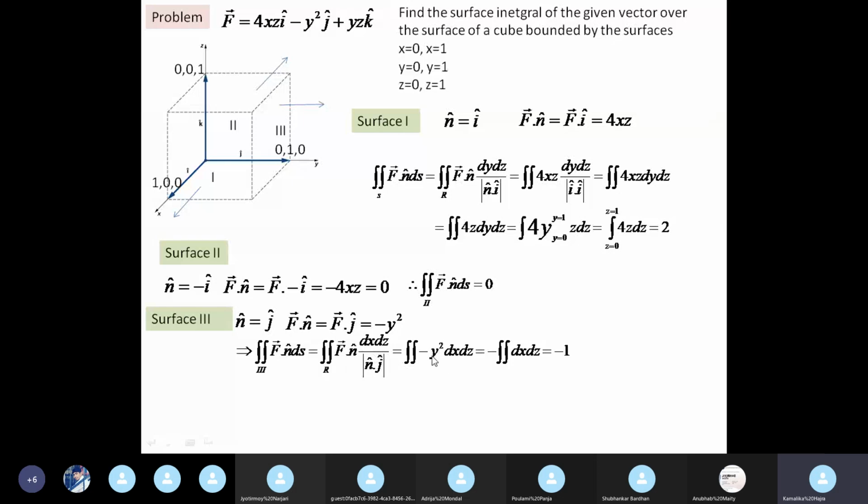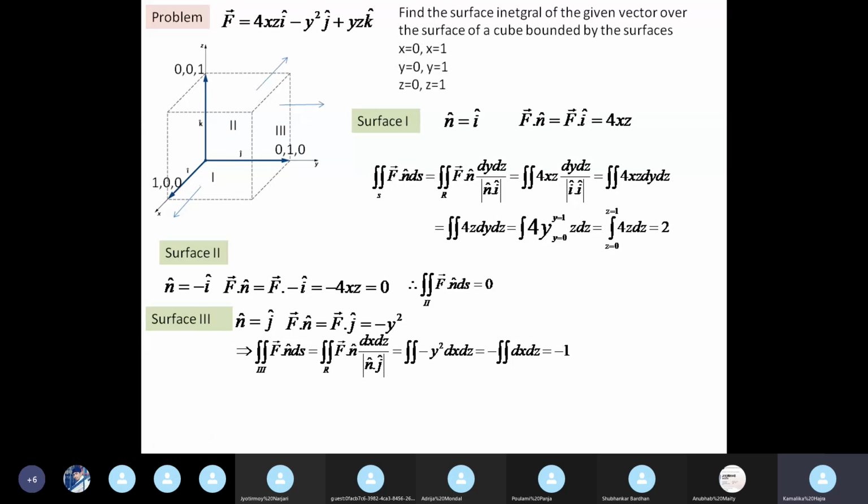So we have double integration, minus y squared dx dz. Now at this surface the value of y is 1, constant at 1. So you put 1 over here. So minus integration dx dz. Now x goes from 0 to 1, so the integration of x will give you 1. z goes from 0 to 1, so the integration over z will give you 1. So the final result of surface 3 is minus 1.